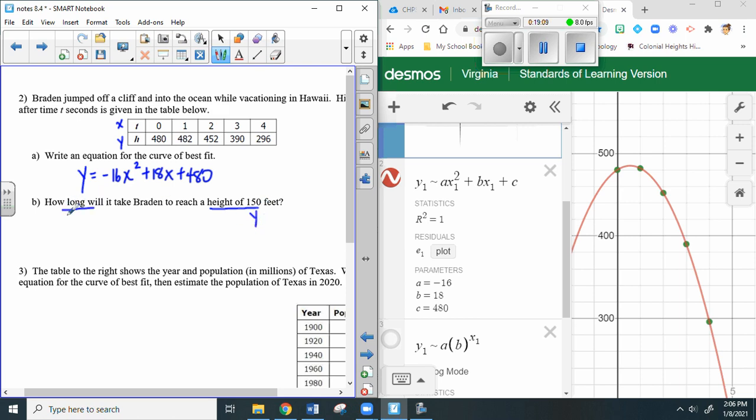The question, how long, is an x value. So again, they're asking me to plug in 150 for the y value and figure out what the x value is. Now, without Desmos, that means we would have to make it equal to 0 and factor and all that stuff, but you don't need to bother.